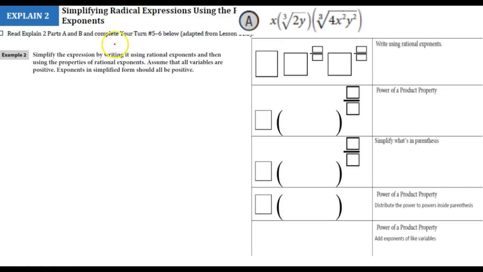Alright, moving on to Explain 2. We're given an example problem, letter A, to simplify the expression by writing it using rational exponents. Alright, so here we have our expression.